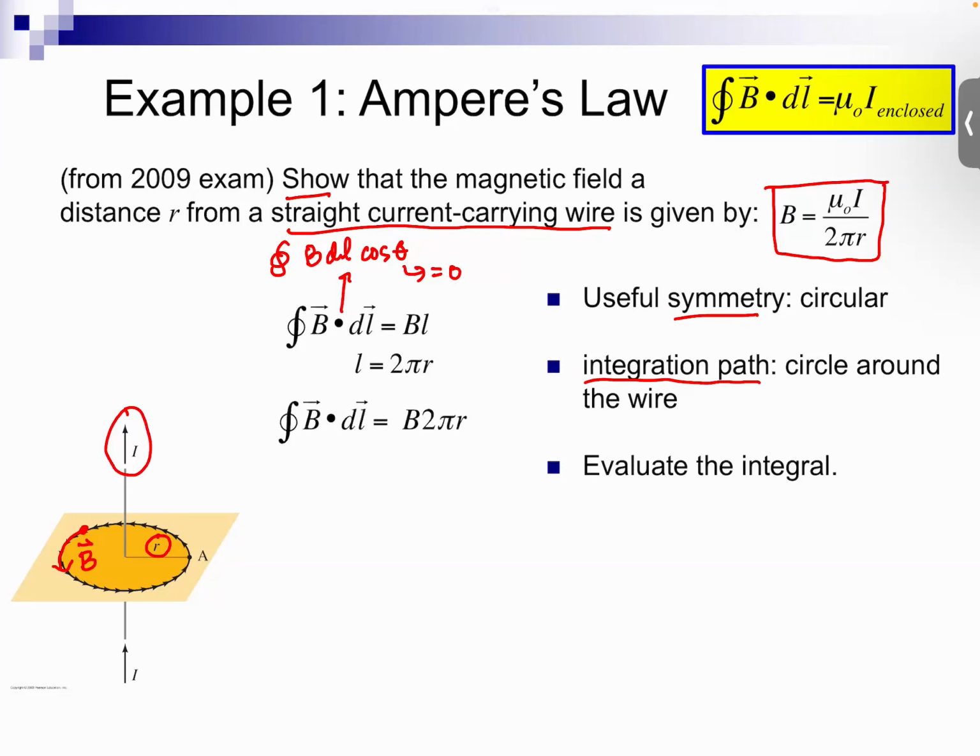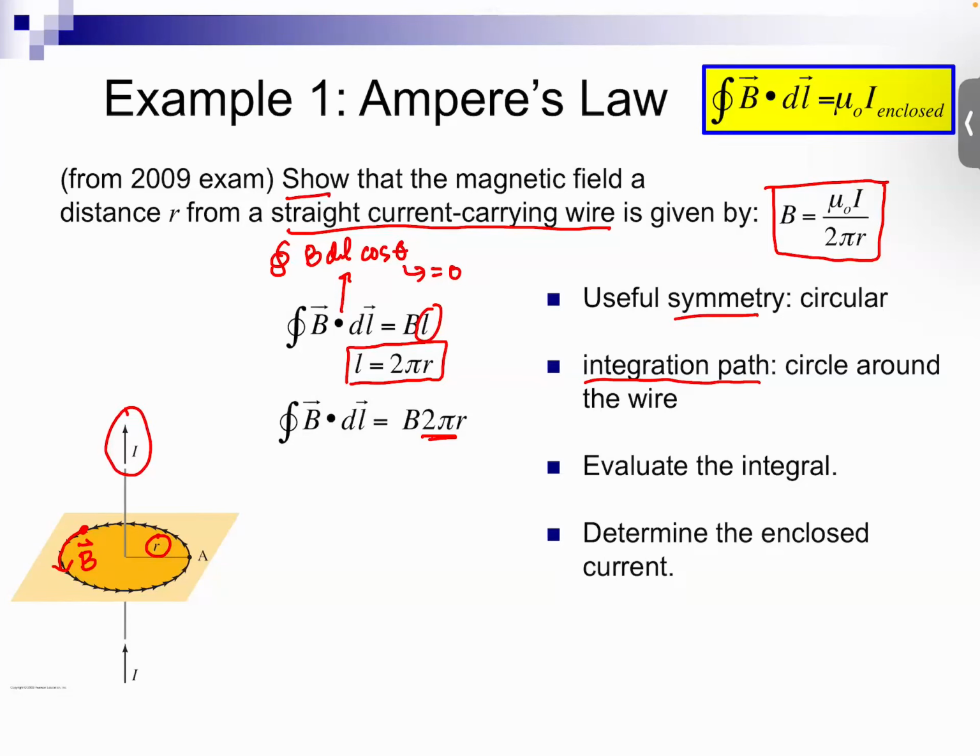Okay. So the left-hand side of Ampere's law, the integral part, then reduces to B times 2 pi r. 2 pi r comes from the circumference of the circular path, which is the length of the circular path.